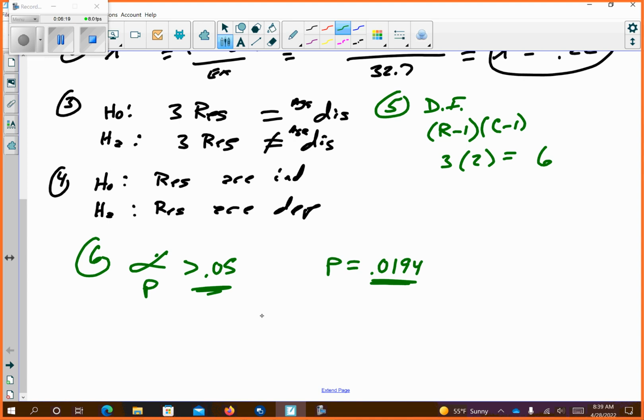Smaller. So we reject the null. Cool? All right, so that's number 6. Yay, that's the first page. Second page, much bigger. The second page is, does blood type vary by gender?